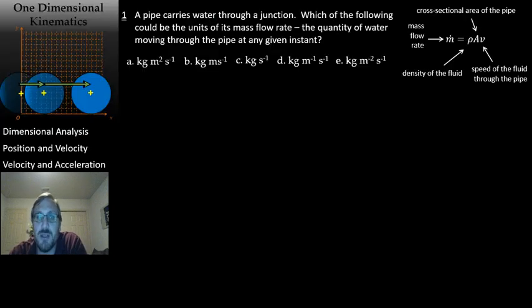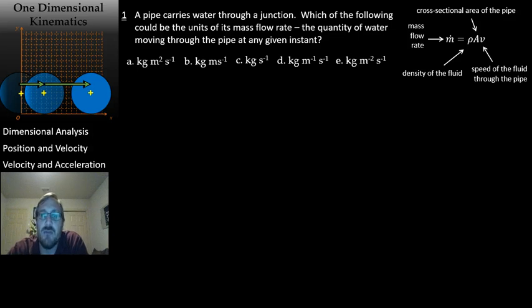Here's the first question on the quiz. A pipe carries water through a junction. Which of the following could be units of the mass flow rate? The quantity of water that moves through the pipe at any given instant. See in the upper right-hand corner, I also give you a formula for the mass flow rate.